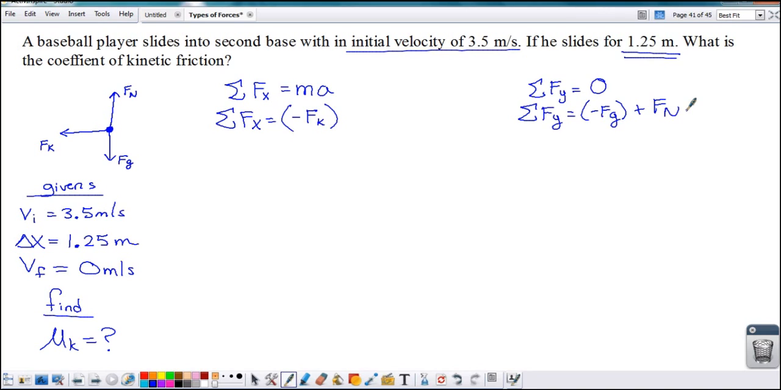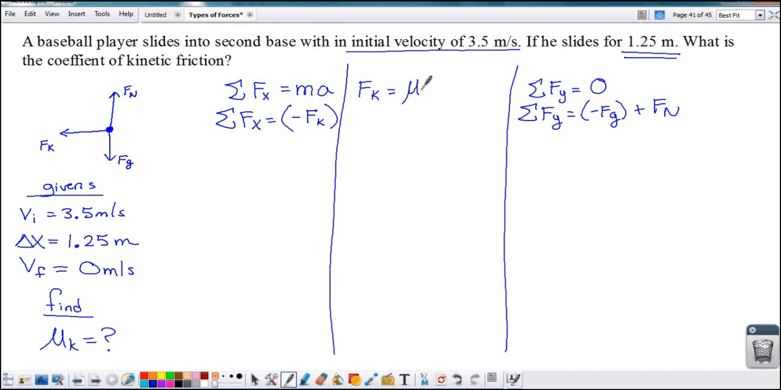So the next thing I want to look at is what I'm trying to find. I'm trying to find the coefficient of kinetic friction. Well, what equation has that in it? Well, there's only one. The equation that has that in it is the force of kinetic friction is equal to the coefficient of kinetic friction multiplied by the normal force. Okay. So we need to know this force over here of kinetic friction. Well, a little lucky there, because the force of kinetic friction I can substitute in right here. So negative force of kinetic friction is equal to the mass times the acceleration. So I've got that equation.